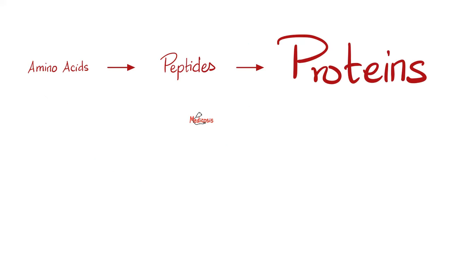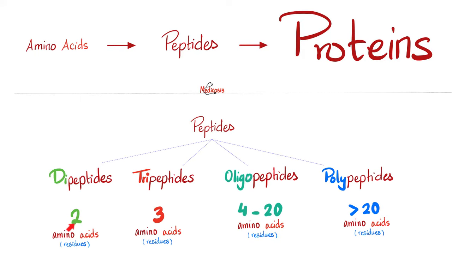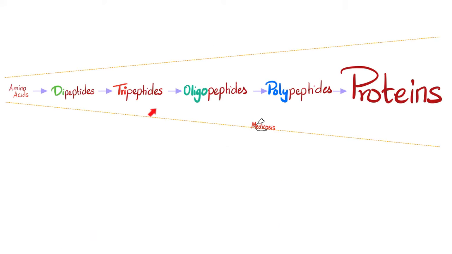Combine amino acids together, you have peptides. Combine peptides together, you have polypeptides and proteins. Dipeptides, 2 amino acids. Tri, 3. Oligo, few, and poly, many. So that's the sequence of events until you end up with proteins.